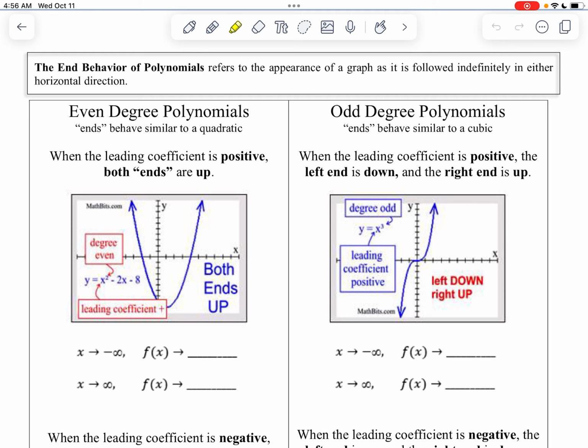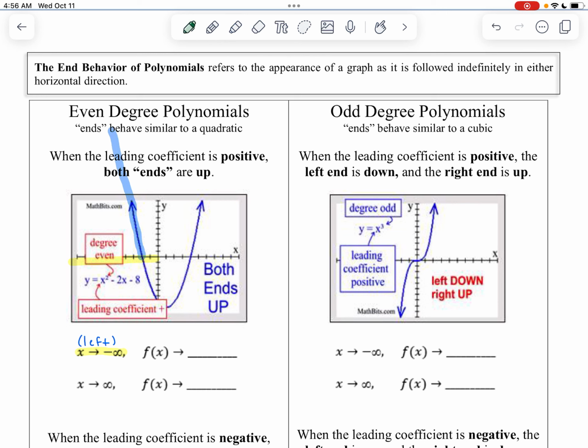It's telling me as I look to the left, that's what this is saying. As x goes to negative infinity, as we continue to look left, where does the function f of x go? So now we're looking on the graph. Let's see. We're following it as we look left. Where's the graph going? It's continuing to go up.